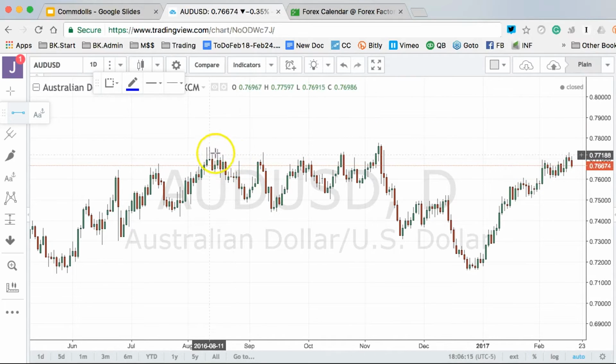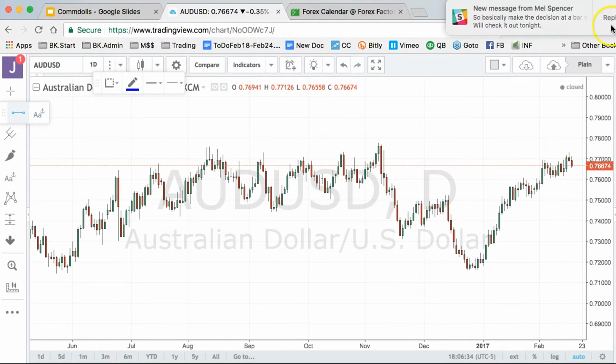On a technical side, though, the thing of note to watch here is this is a quadruple top in the Aussie. 77 was certainly, even for the short term, a very high probability sell. The question, though, is, is fifth time the charm? Again, Australia to me right now becomes a prove me.